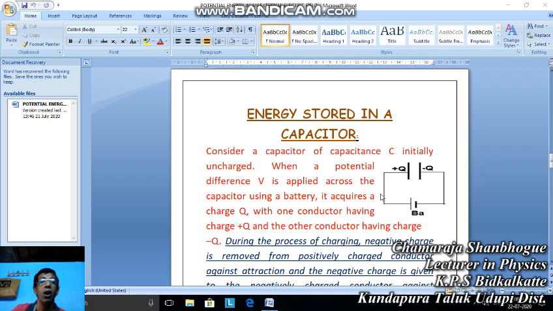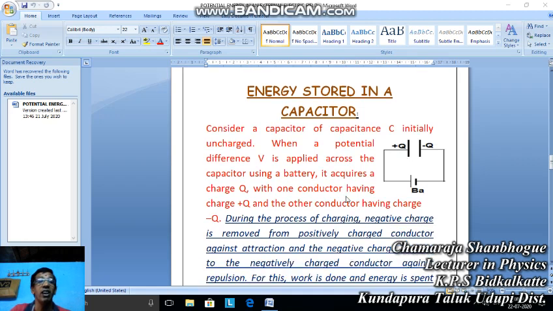it is not connected to a battery, or the two plates of the capacitor are shorted before connecting to the battery. If you short the two plates of the capacitor, then positive charge and negative charges are nullified, it becomes neutral. Such an uncharged capacitor is connected to a battery.